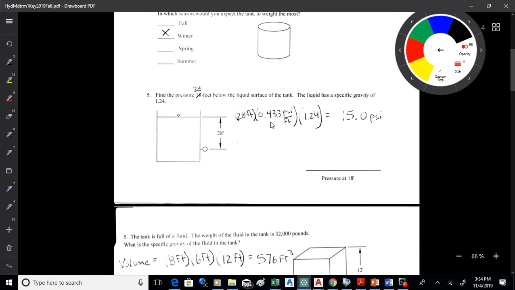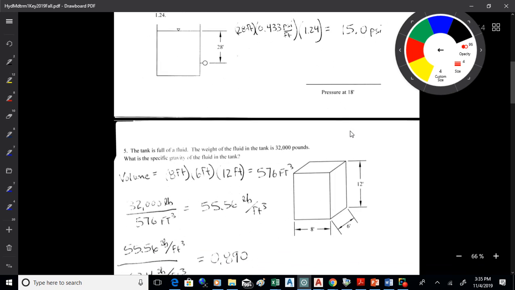This next one should be number 4 here. You want to know the pressure at 28 feet. So you take 28 feet times 0.433 psi per foot. And then the specific gravity is 1.24. So you multiply by that also, you get 15 psi.